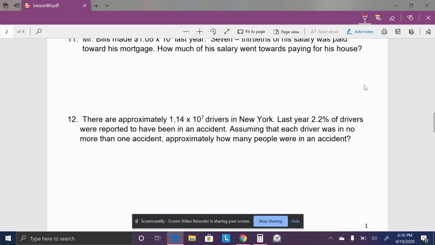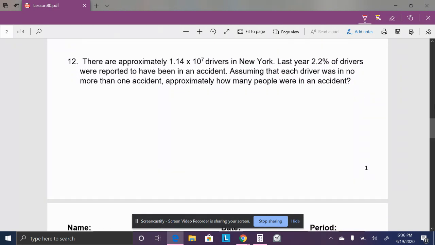All right, number 12. There are approximately 1.14 times 10 to the 7th drivers in New York. Last year, 2.2% of drivers were reported to have been in an accident. Assuming that each driver was in no more than one accident, approximately how many people were in an accident? So 2.2%, you have to know what that means, right? You have to convert that to a decimal, which is 0.022. I moved the decimal spot 2 spots to the left, and that's how I got that number.